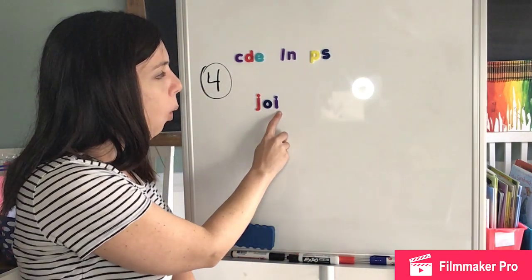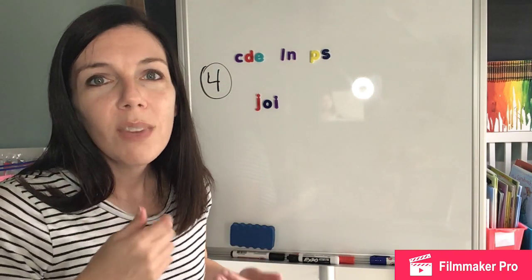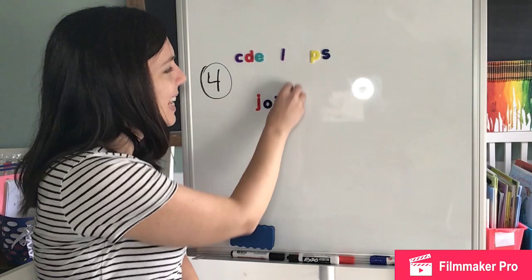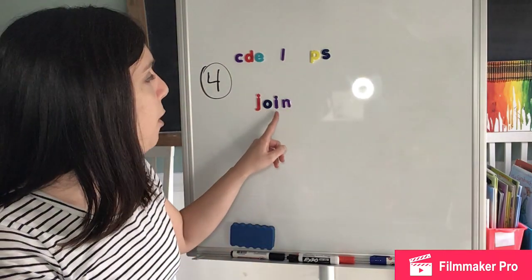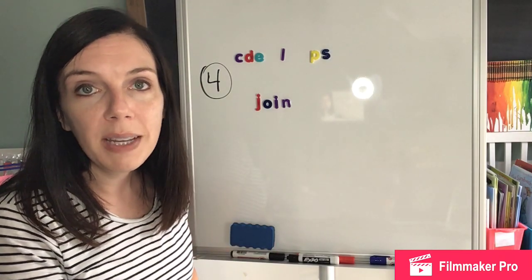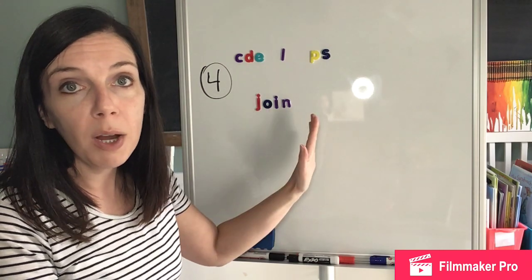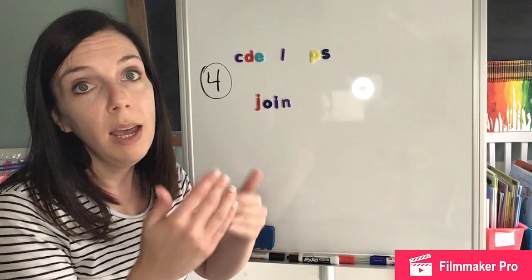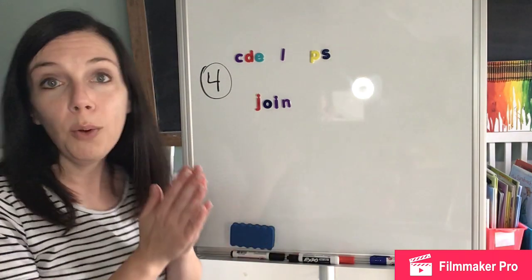O-I, oin. What sound do I hear at the end? Good. The n, that in sound. Very good. So we spell join, J-O-I-N. So if you have that, great. If you don't, make sure that you fix that because we're going to add on or switch some things around. We're going to keep this word, but we're going to add on or change some things to make our new word, okay?